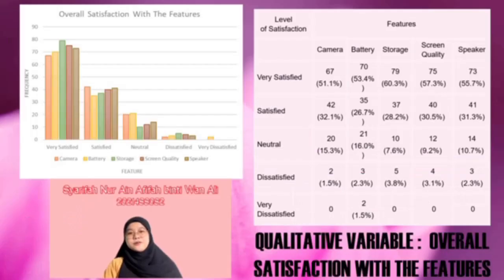The last qualitative variable is overall satisfaction with the features. As we can see from the multiple bar chart and the table, most of the students choose storage as the feature they are very satisfied with compared to the other features, which accounted for 60.3%. The feature that students are satisfied with among the 5 features is camera, with a percentage of 32.1%. Battery, with 16%, gets neutral satisfaction from students in this study.